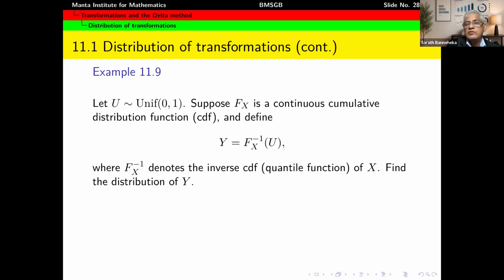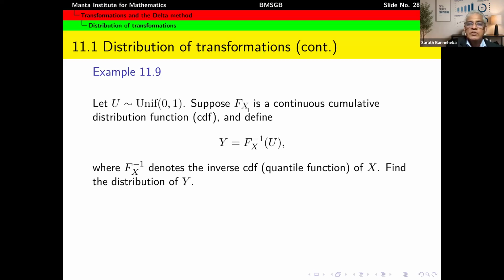So that is the importance of this particular result. It's very useful. Starting with uniform (0, 1), you can get data from any distribution you want, as long as you know the cumulative distribution function of the distribution from which you want the data.